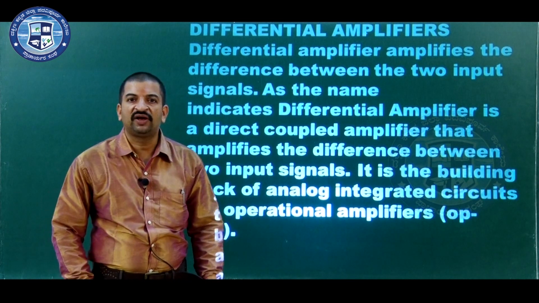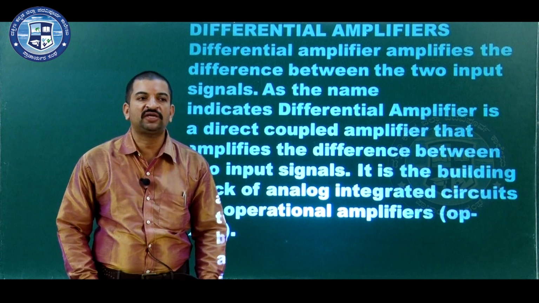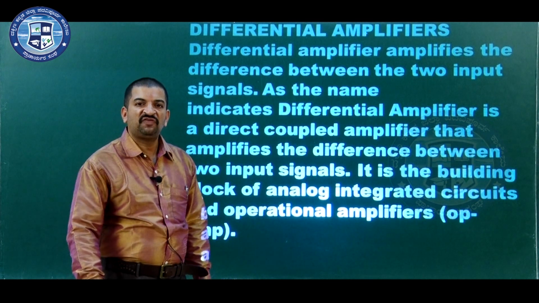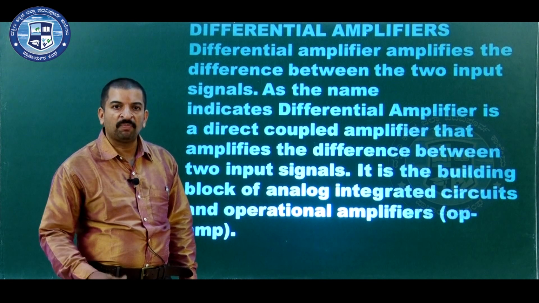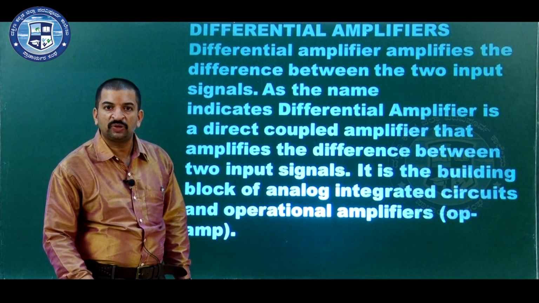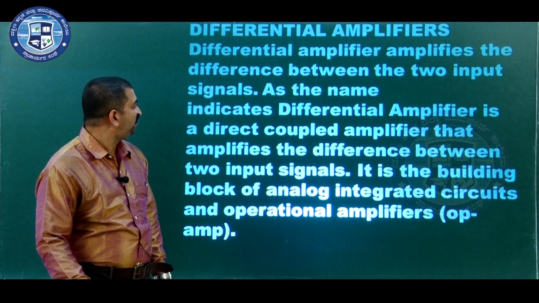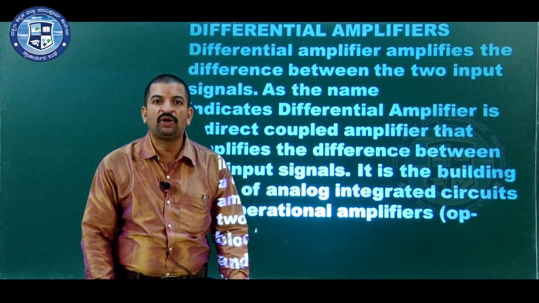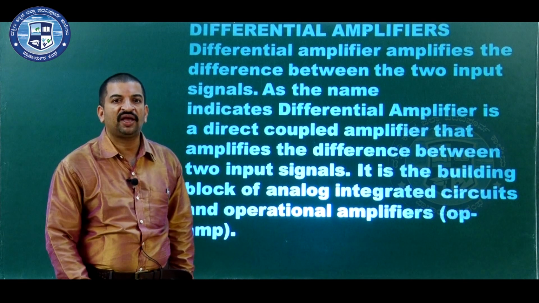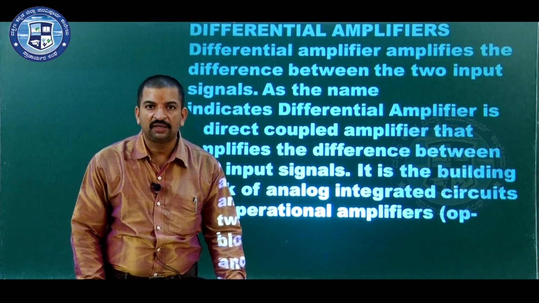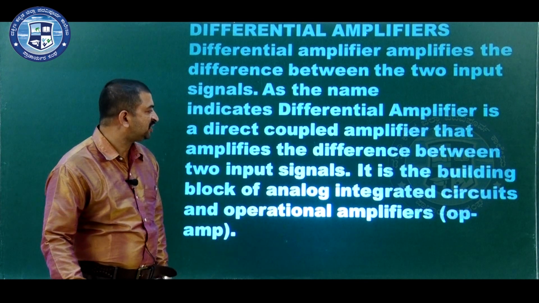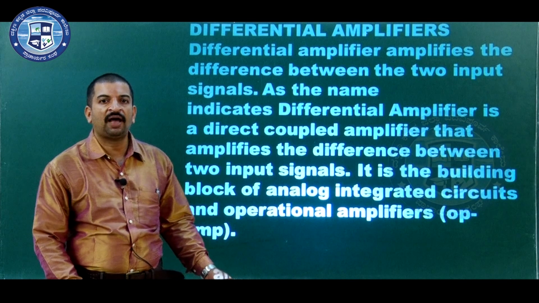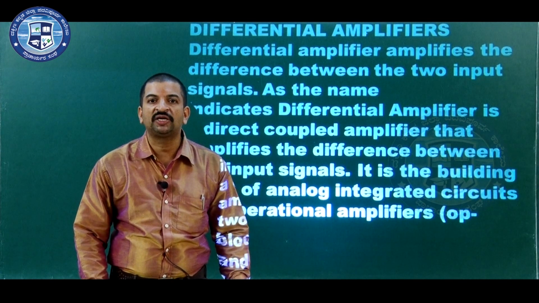The operational amplifier basically consists of what is known as the differential amplifiers. What is a differential amplifier? The differential amplifier is basically an amplifier which amplifies the difference between the two input signals. The differential amplifier is a direct coupled amplifier. That means it does not use any capacitors. The input signal is directly connected to the base terminal of the transistor. Now, since it amplifies the difference between the two input signals, it is called the differential amplifier. The differential amplifiers are used to construct an operational amplifier.